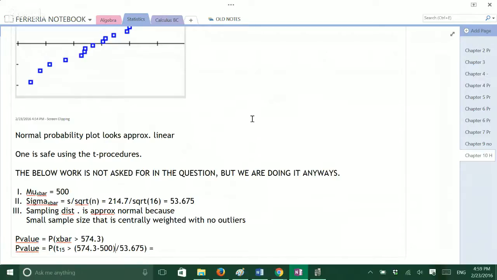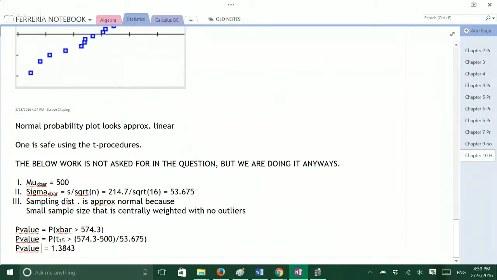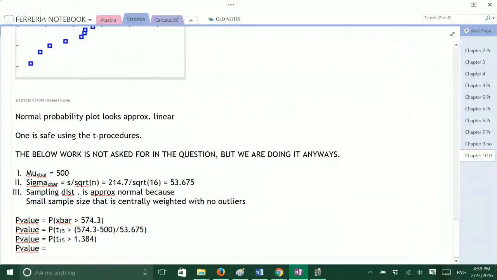You're right. The p-value is equal to the probability that t with 15 degrees of freedom is greater than 1.384. Yeah, tcdf. Did you get 0.0931?